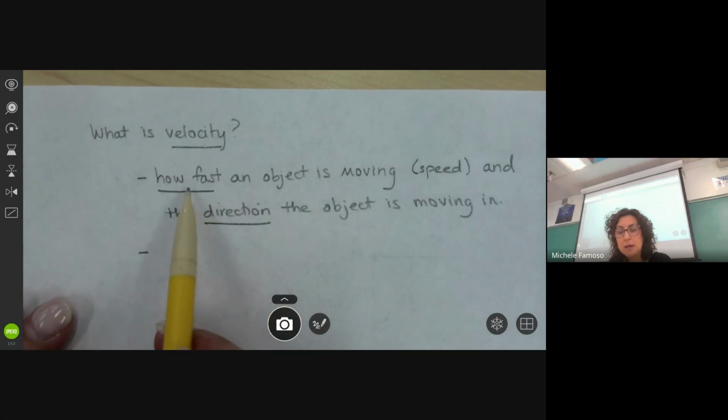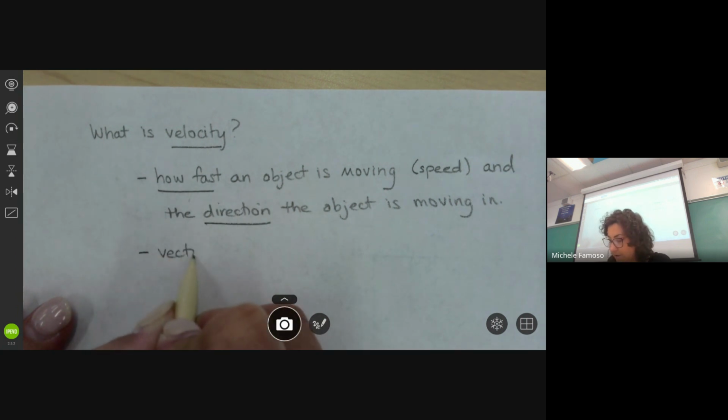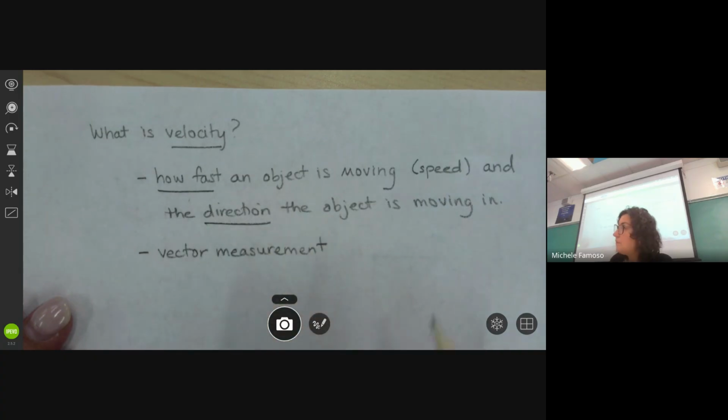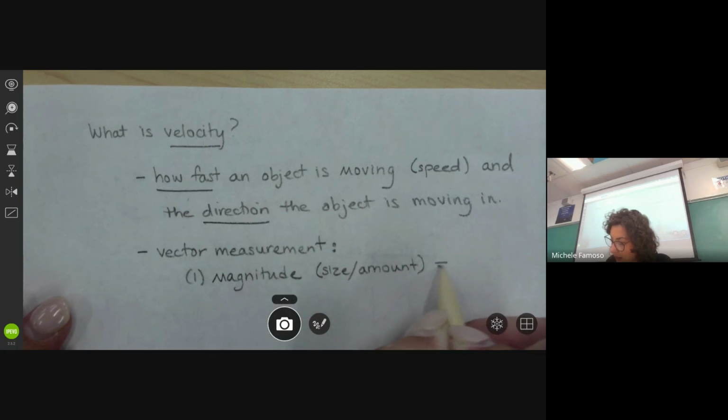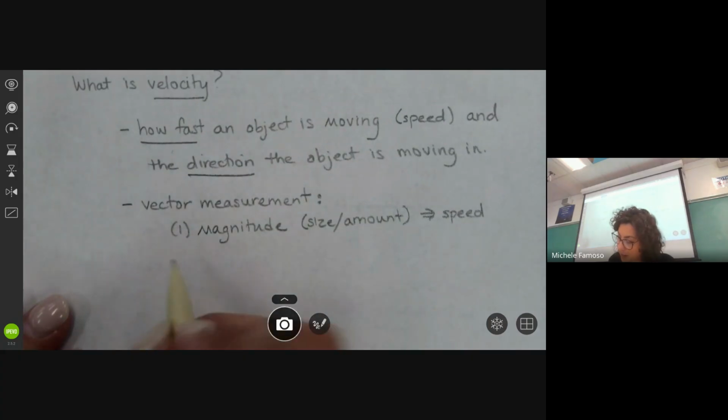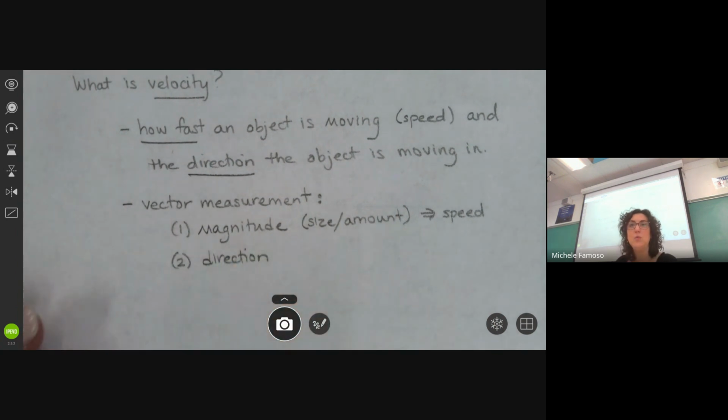Since it has a numerical value and a direction, we call this a vector measurement. Remember that term, vector? Ring a bell? If it's a vector measurement, it's going to have two things. It's going to have a magnitude, which we said is synonymous with a size or an amount. In this case, that's referring to the speed of the object, how fast it's going. But it's also going to have a direction on the measurement, which indicates the direction of motion. Which way are you moving?